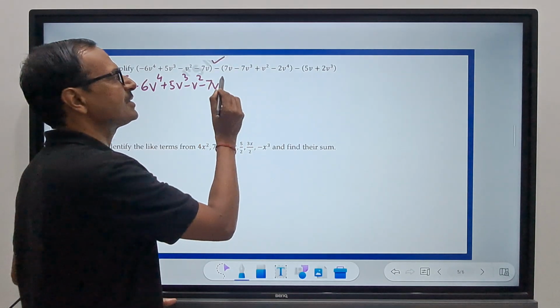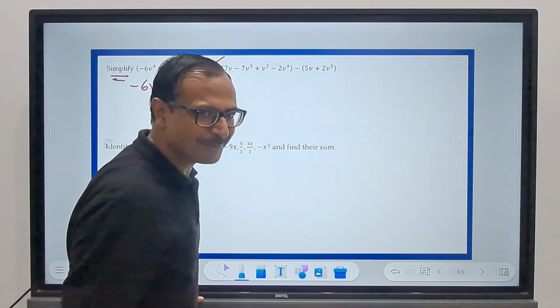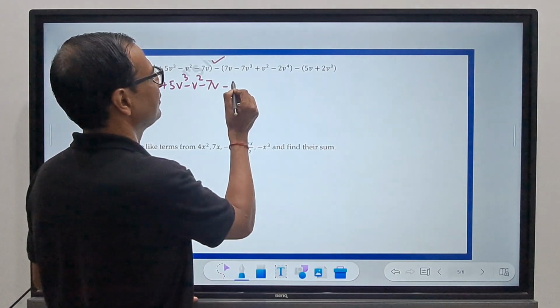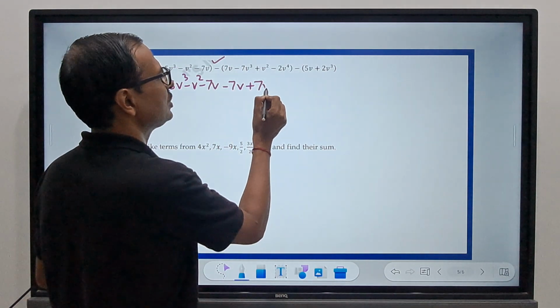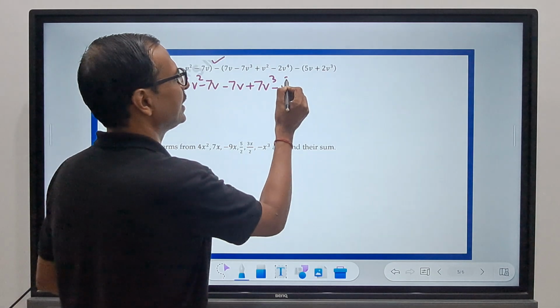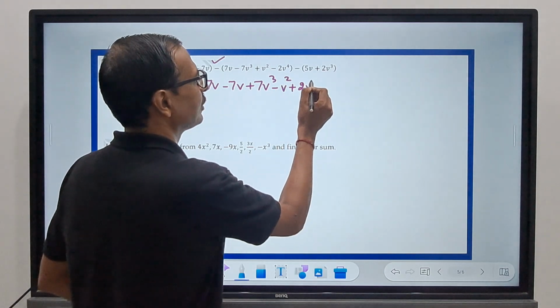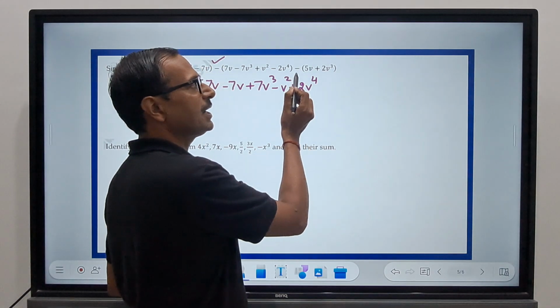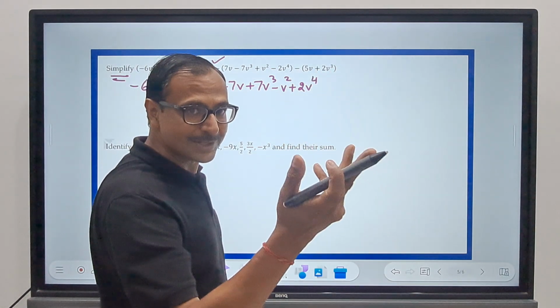I have a negative sign and a big bracket there. So what do I have to do? I have to change signs. Minus 7v plus 7v cube minus v square plus 2v4. See, I changed all the signs. Now I have a minus sign and again a bracket. So I have to change the sign again, right?